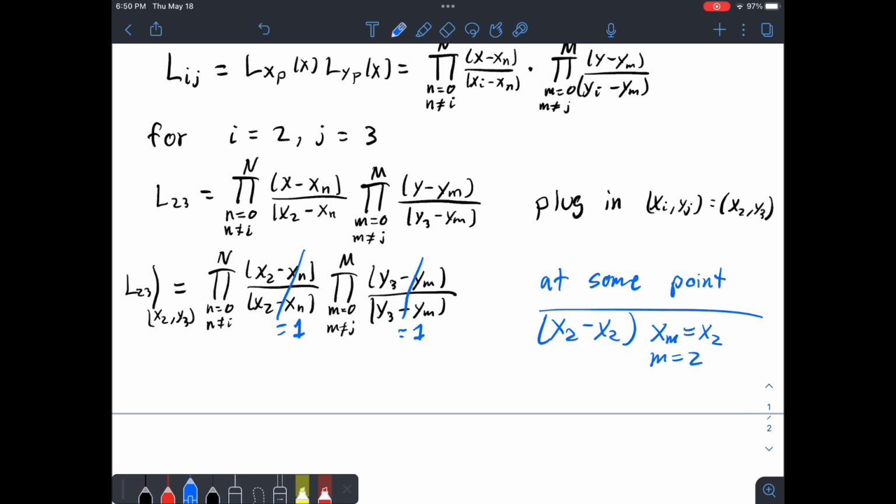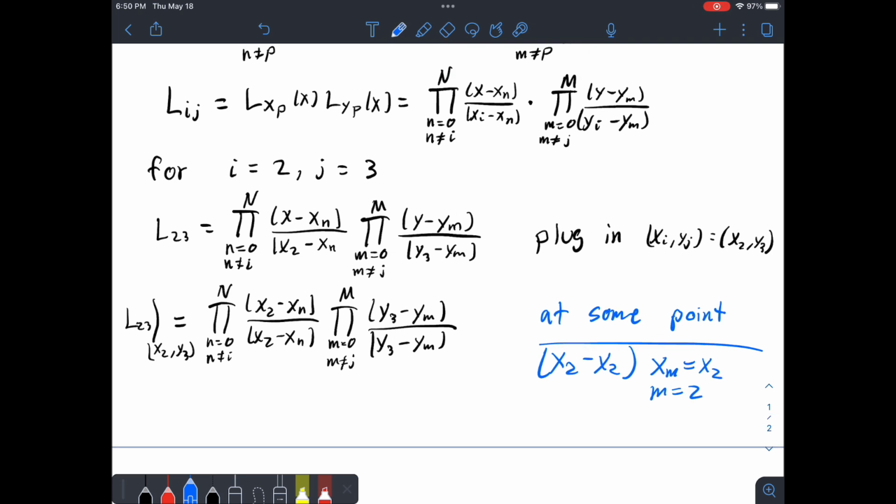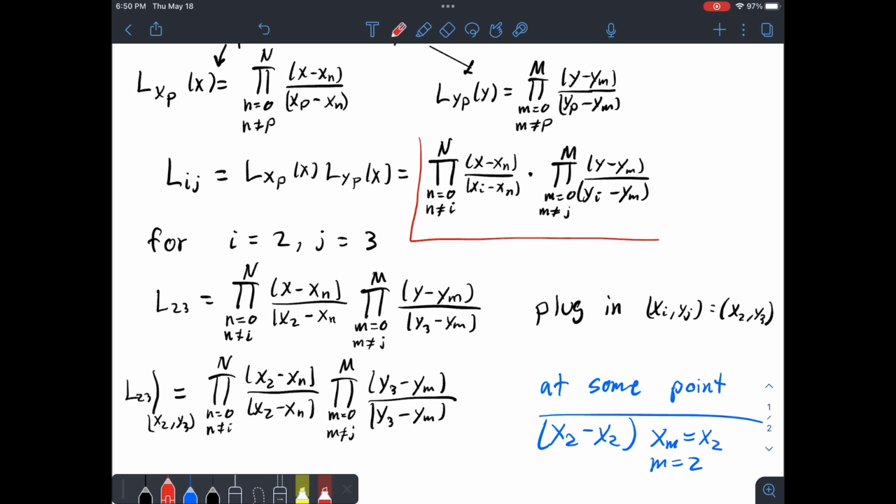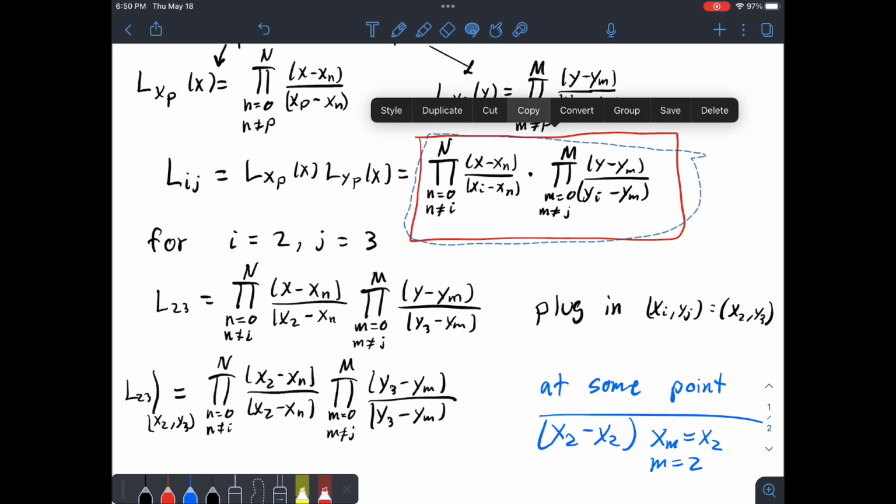Okay, so we have shown, hopefully satisfactorily, that this L function is equal to 1 exactly at any grid point in our rectangular grid. So let's put a nice box around this one, not that one. This is a nice function. We don't want this one. So let's copy this and work with it on the next page.